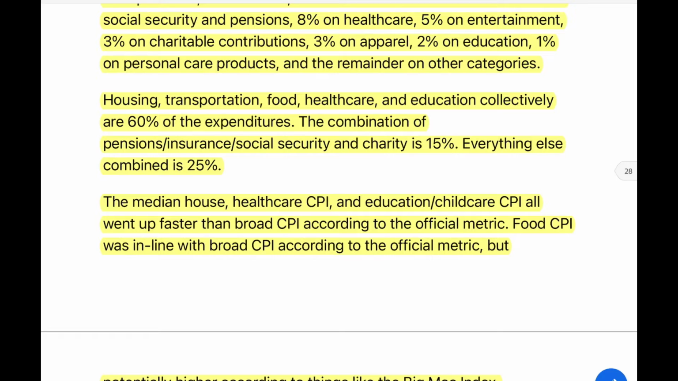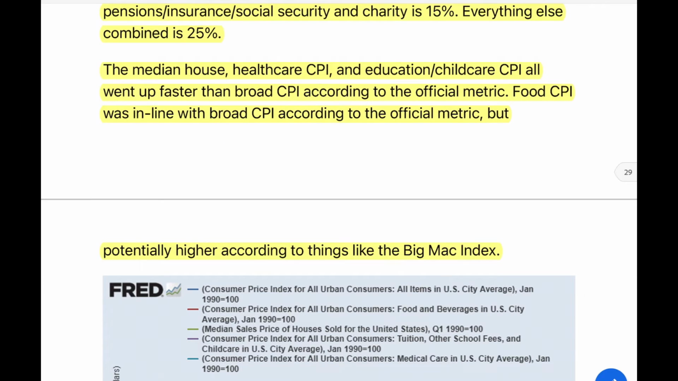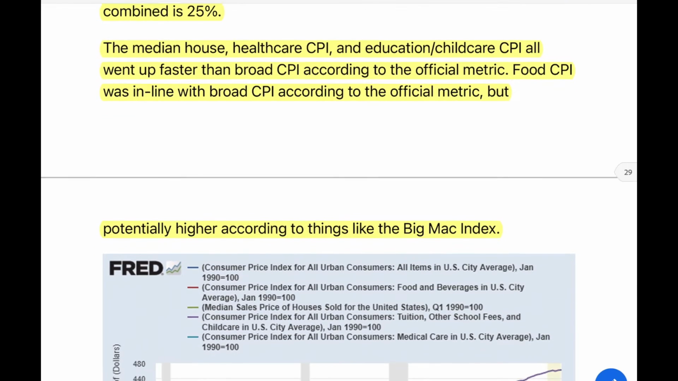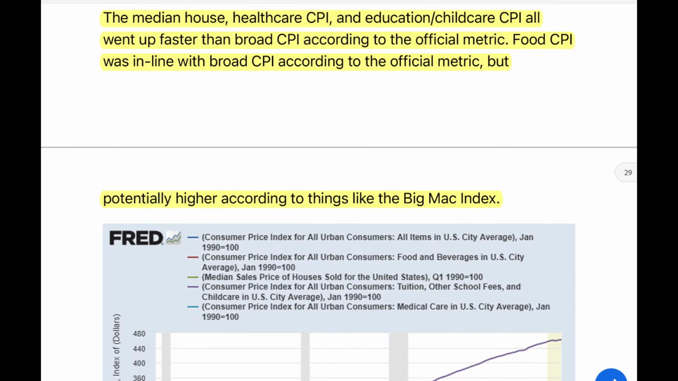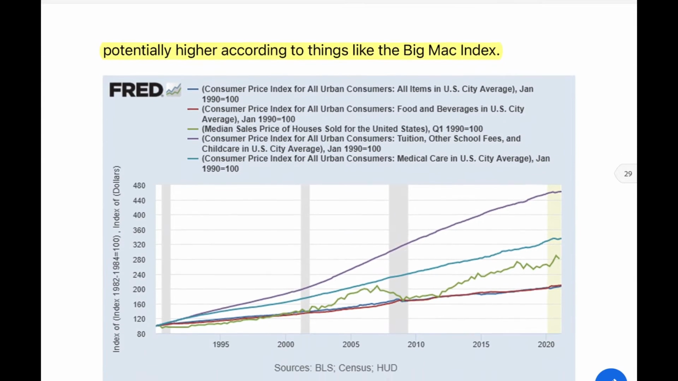Housing, transportation, food, healthcare, and education collectively are 60% of the expenditures. The combination of pensions, insurance, Social Security, and charity is 15%. Everything else combined is 25%. The median house, healthcare CPI, and education and childcare CPI all went up faster than the broad CPI, according to the official metric. Food CPI was in line with the broad CPI in the official metric, but potentially higher according to things like the Big Mac Index.